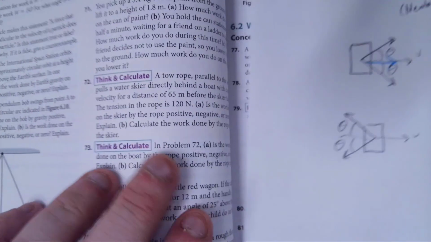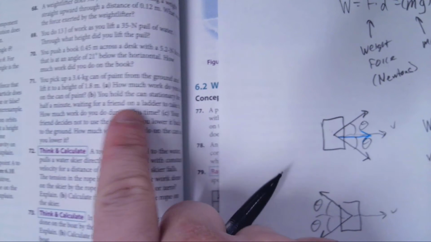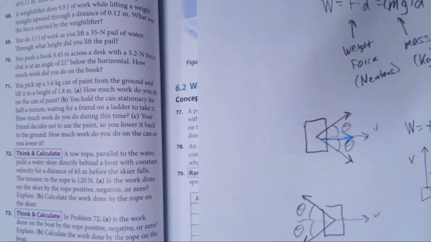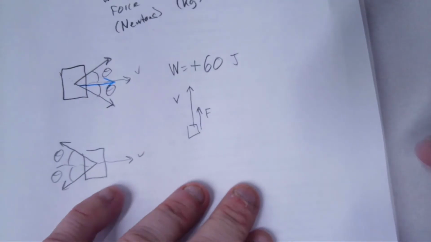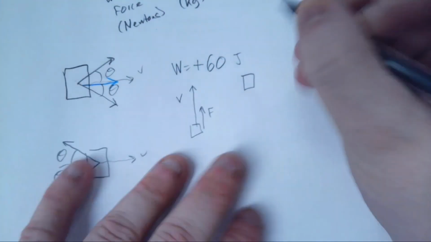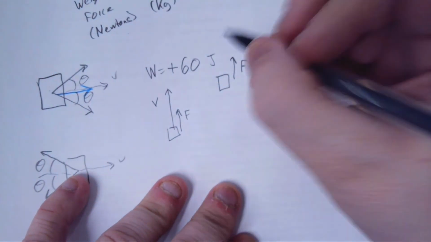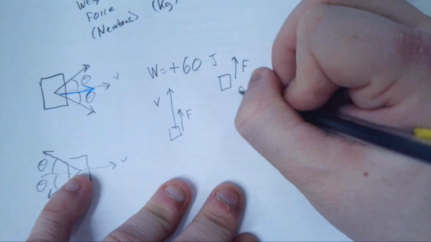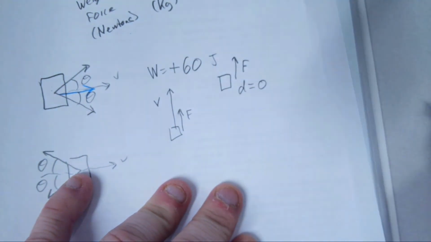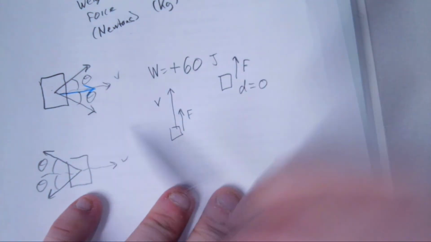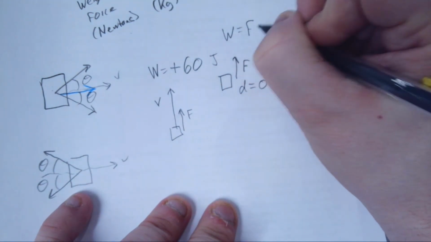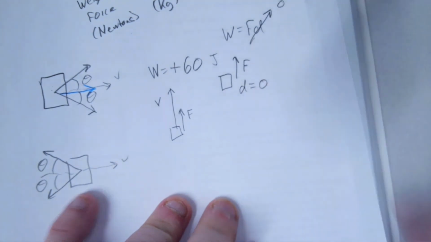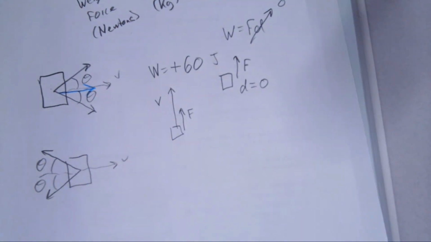Part B then says you hold the can stationary for half a minute waiting for a friend on a ladder to take it. How much work do you do during this time? Well, let's see here. It's now at this height. You're still imparting a force on there to keep it up. However, you're not moving at all. Here you have a change in distance. The distance change is 0. So if work equals force times distance, and this is 0, then the work is 0. So even though you're imparting force on it, if you're not changing its position, then you're not doing any work on it.